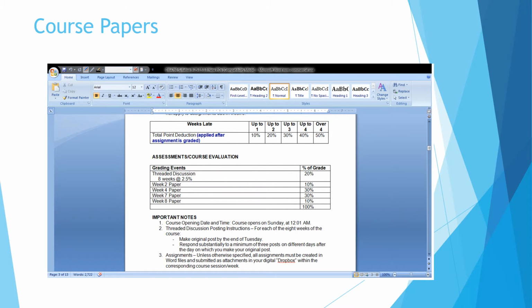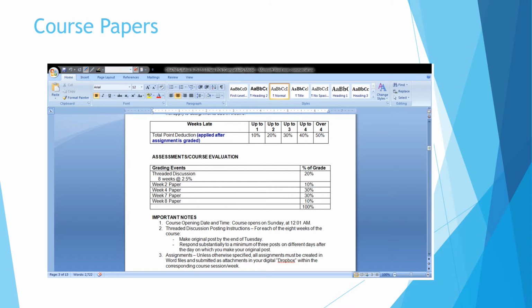Now, when we go to the actual grading of the assignments, if you turn in a paper and it's late, there's a penalty. For 1 week it's 10%, and 2 weeks it's 20%, so it's fairly easy to see that each week adds a 10% penalty. The way this class is set up is each discussion for the week will be worth 2.5%, and that'll add up for 8 weeks to a total of 20%.